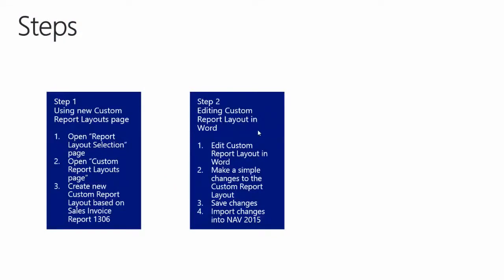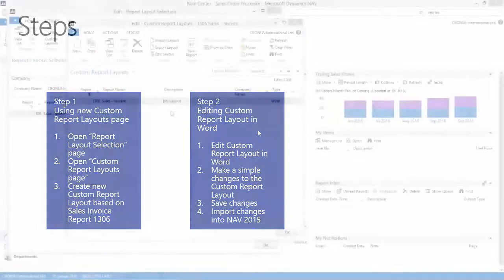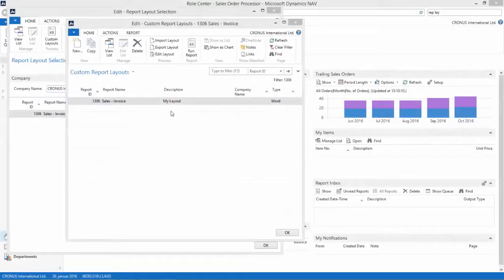Step number 2, editing the custom report layout in Word. So we have now created a custom report layout, and it's time for us to edit this in Word. So from the custom report layout page, we will select to edit the layout. Word will open up, and we will make a few small changes, save the changes, and import the changes back into NAV 2015. So we're now back in NAV 2015, and it's now time for us to edit the layout.